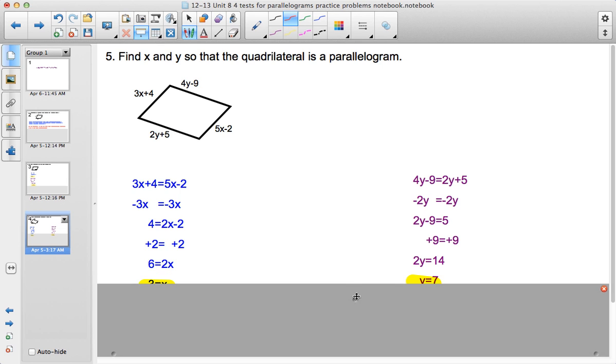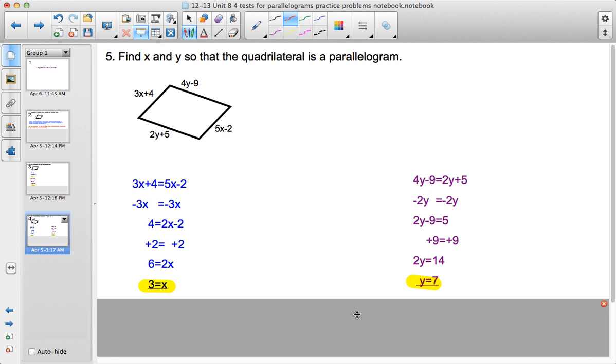So in this quadrilateral, when x equals 3 and y equals 7, the quadrilateral must be a parallelogram because opposite sides are congruent. Finish up the rest of the problems on your own.